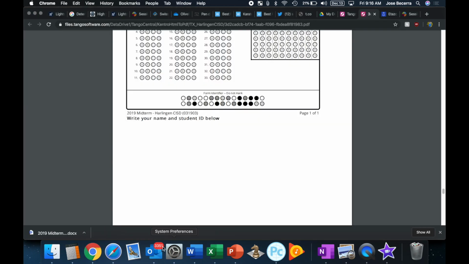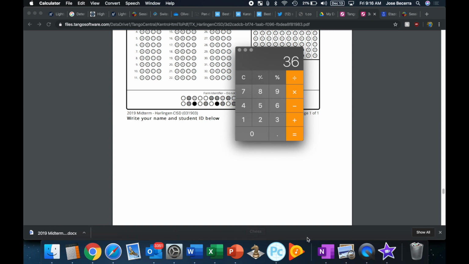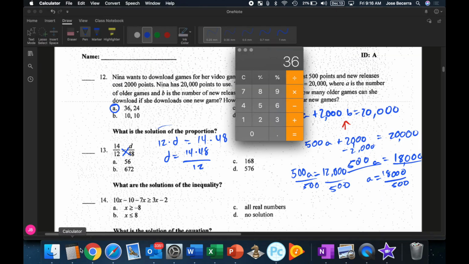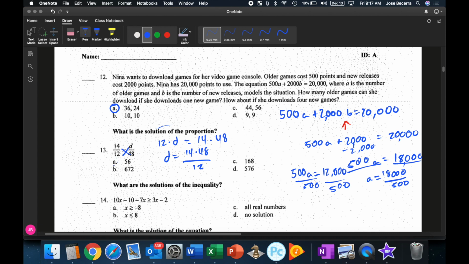So, again, 14 times 48. And then we divide this by 12, which gives us 56. You could also recognize, hey, 12 times 4 gives me 48, right? So I'm just going to take 14 times 4, and guess what that gives me?